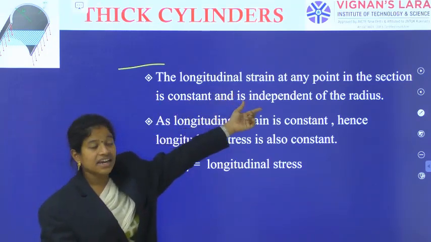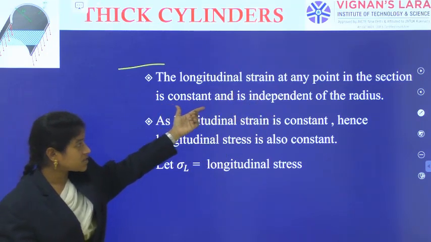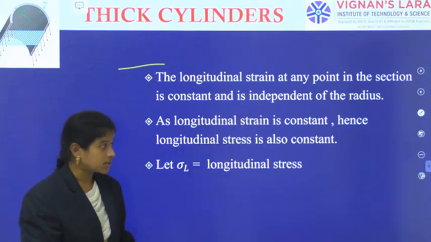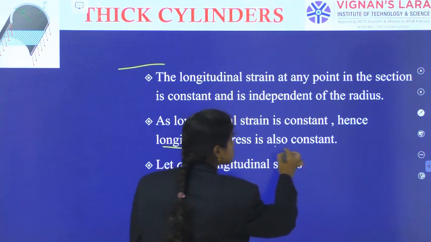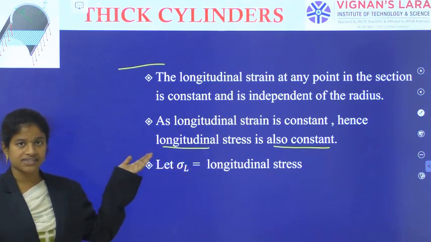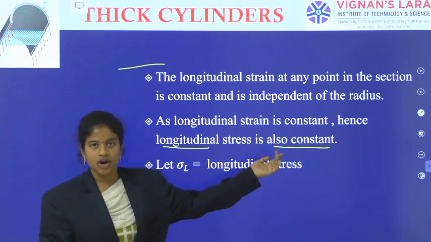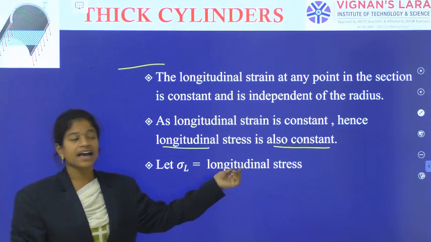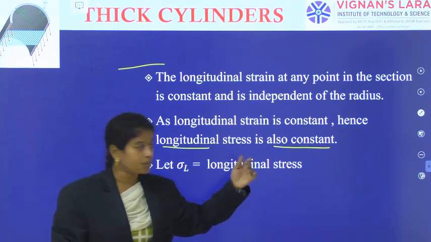The longitudinal strain at any point of the section is constant, and it is independent of the radius. As the longitudinal strain is constant, hence the longitudinal stress is also constant. As this was also stated in the assumption, as the longitudinal strain is constant, the corresponding stress is also constant, and sigma L is indicated as the longitudinal stress. This we already know.